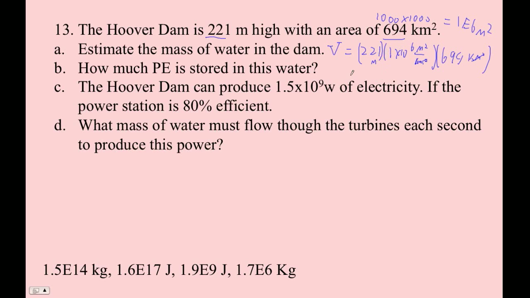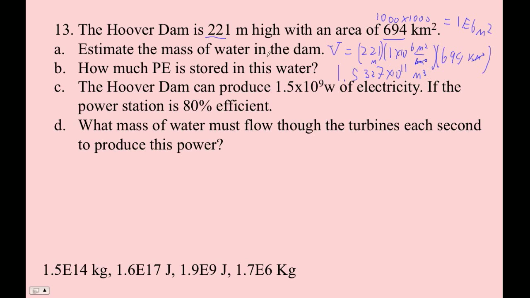So the cubic meters of water in this dam, and I'm sorry I'm swearing so much on this one. It's necessary for my pedagogic technique. Okay, so 221 times 1e6 times 694. Okay, boy, that's a lot of water. I don't even know what that number is because my TI calculator will not put it into scientific notation automatically. Okay, the volume of water is 1.5337 times 10 to the 11th cubic meters of water, right?